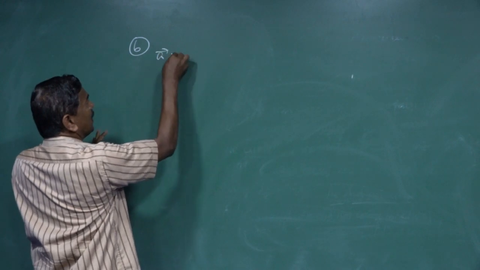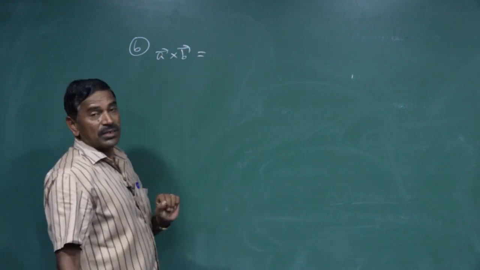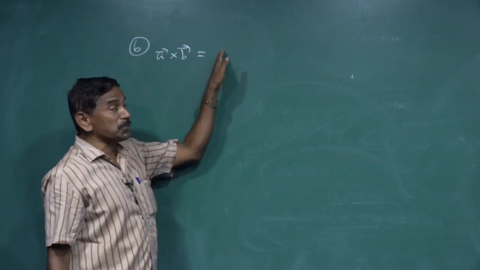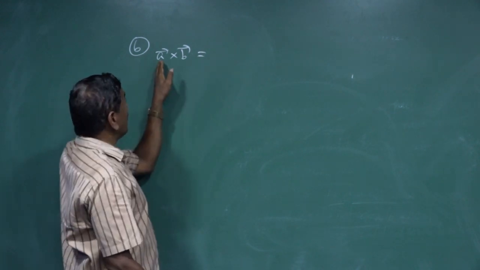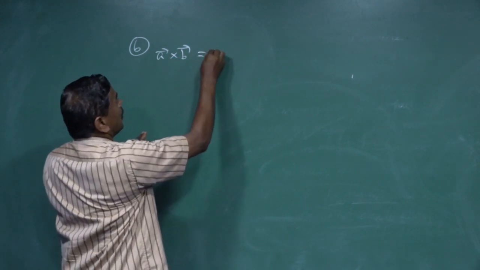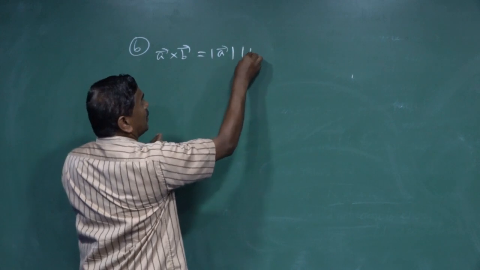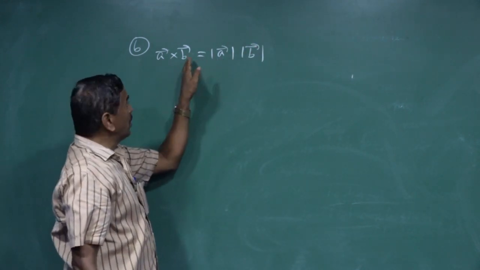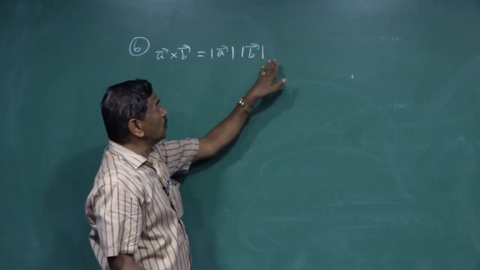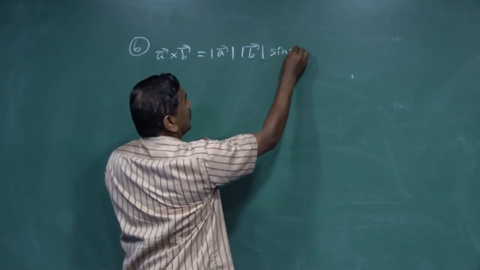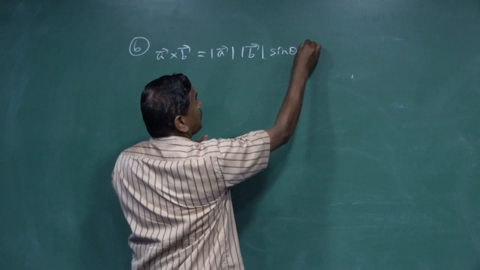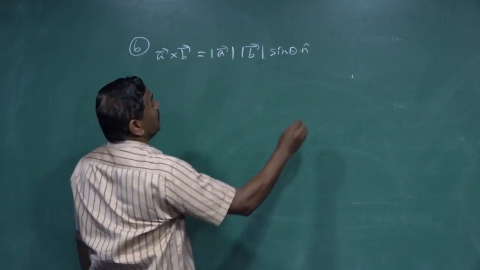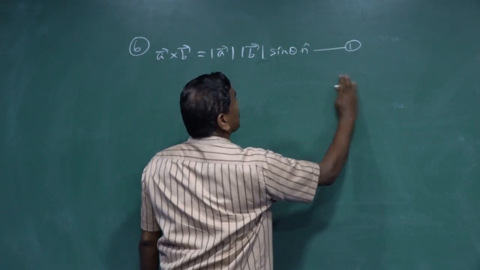First, the definition. Can you tell me the definition of cross product? Yes, A vector cross B vector is equal to modulus A vector into modulus B vector into sin theta into n cap. Let it be the first equation.